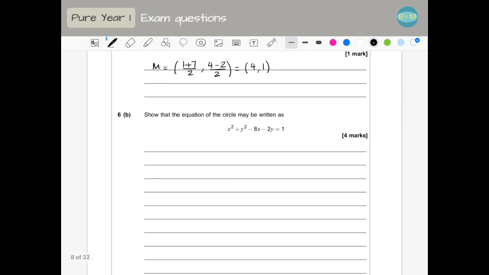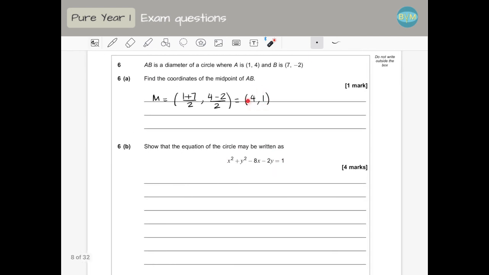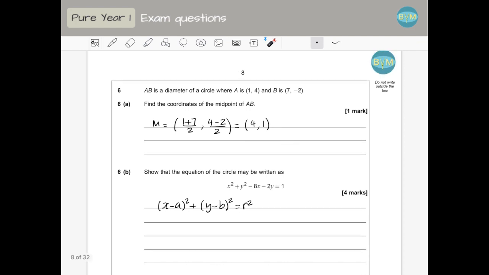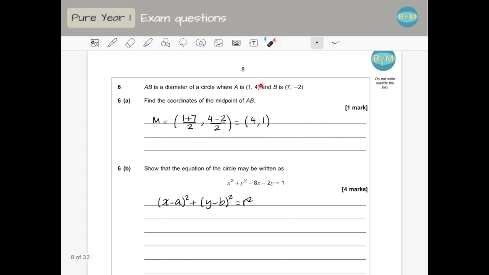Then show that the equation of the circle may be written this way. We have the center and we need the radius to write the equation of the circle this way. So x minus the x of the center squared, plus y minus the y of the center squared, is radius squared. So we need the radius. The radius is going to be the distance between the midpoint and one of these points, or the distance between these two divided by 2. It doesn't matter. I'm going to do the distance between this point and this point.